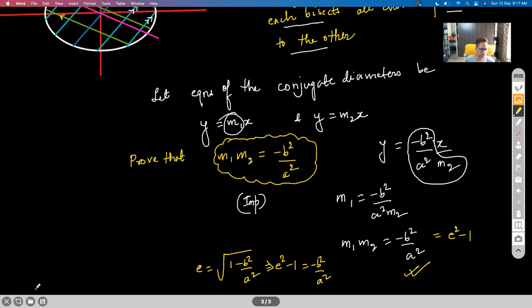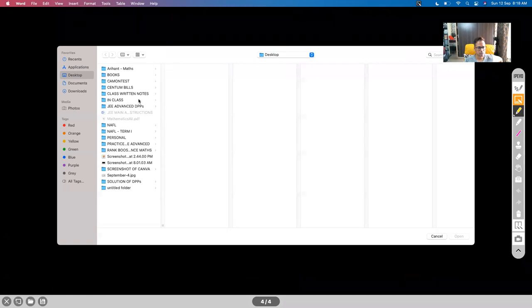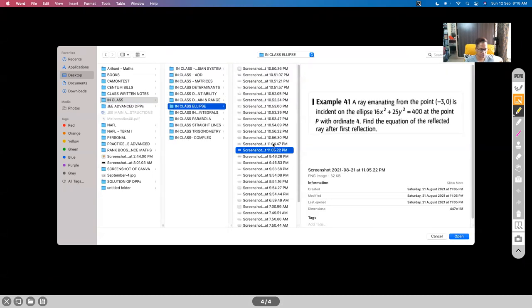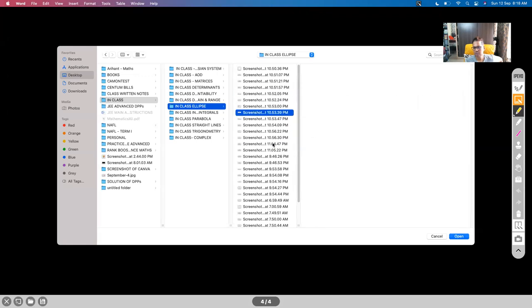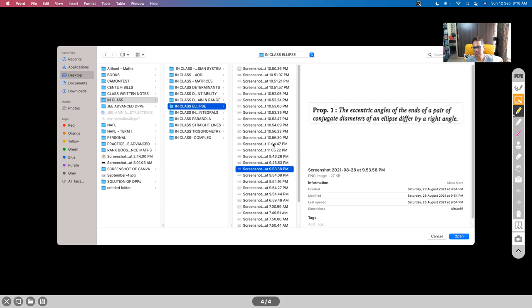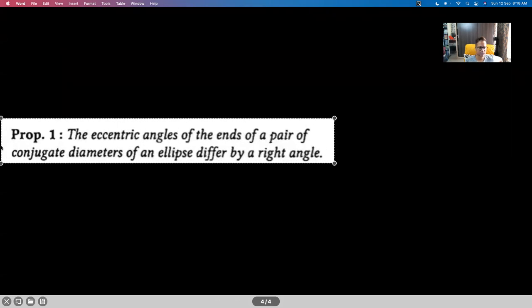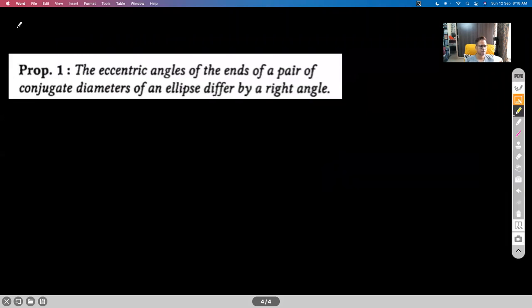Okay, done. All right. Now we'll look into some properties of conjugate diameters. Let me check if I have taken a snapshot instead of writing them all. Okay, we'll take this property first. Properties of conjugate diameters. The first property is the eccentric angle. This is what I was actually trying to say. The eccentric angles of the ends of a pair of conjugate diameters differ by a right angle.